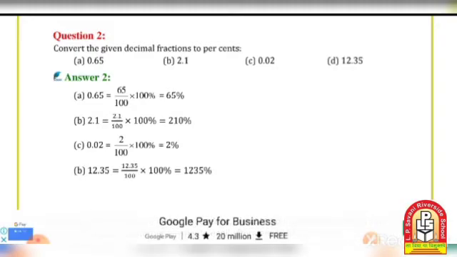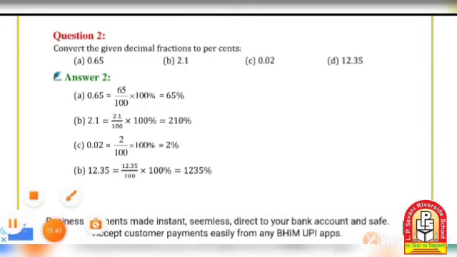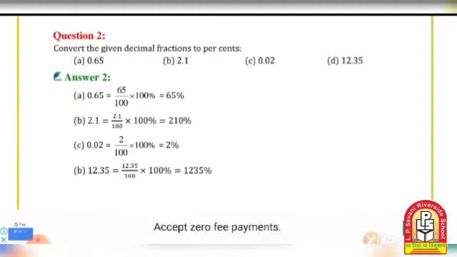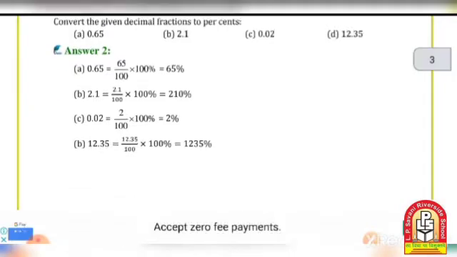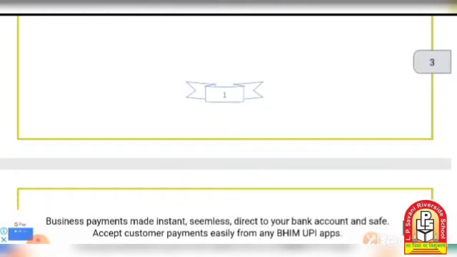So here we have to convert 0.65 into percentage by multiplying with 100. So that is 65 percent, for the given decimal number. And then 2.1 upon 100, so 2.1 upon 100 multiplied by 100, that is 210 percent. Then 12.35 multiplied by 100, that is 1235 percent.